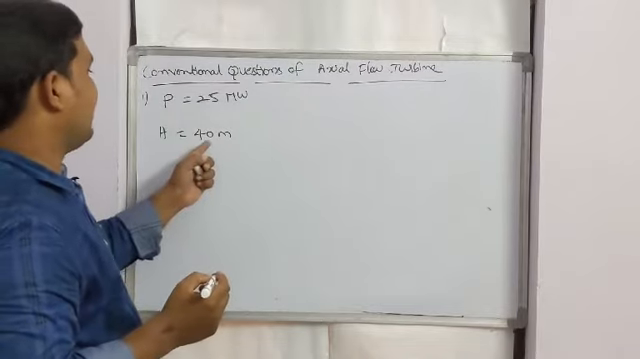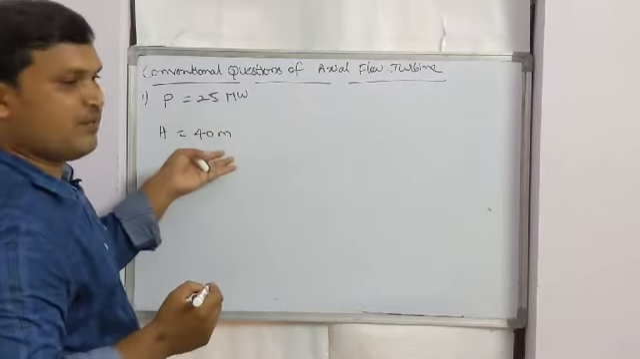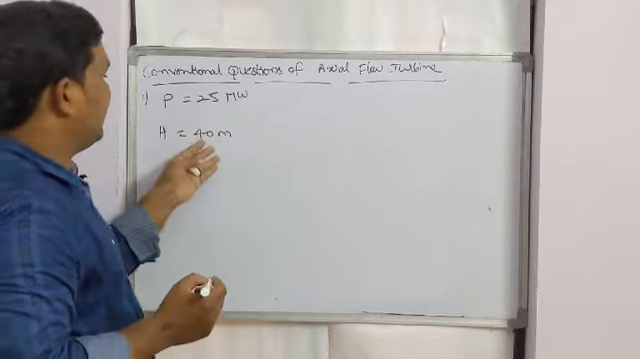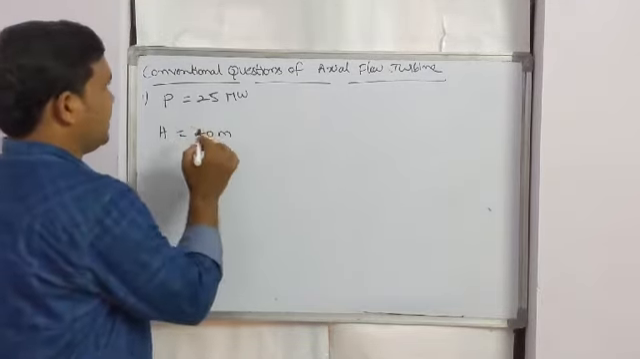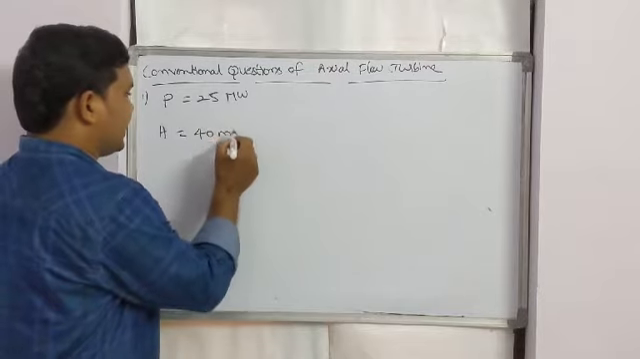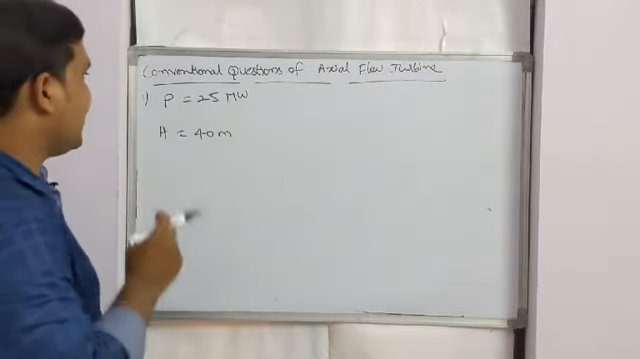Observe this: in a Francis turbine, the head available in the problem is around 70, 100, 140. In a Pelton wheel it is around 150, 250, 350, 400, but in a Kaplan turbine it is around 40 meters. That means a Kaplan turbine is a low head turbine.